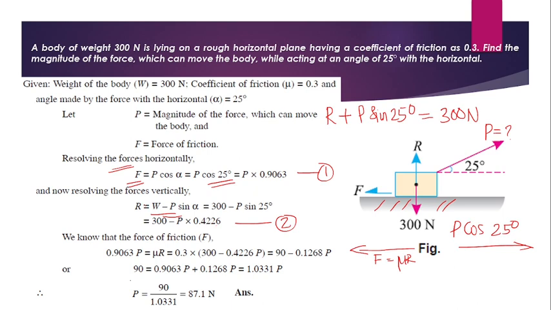Then we can substitute this equation number 2 in equation number 1, where F is equal to mu into R. Then the equation will become like this, and we can easily find out the magnitude of P, because the value of mu is already given. P is equal to 87.1 Newton.